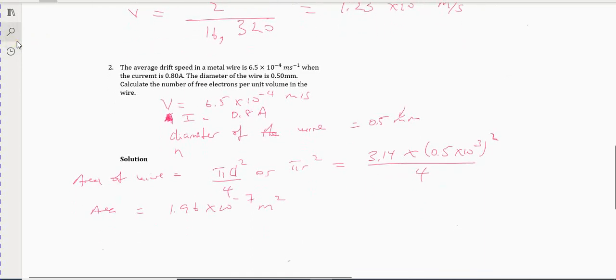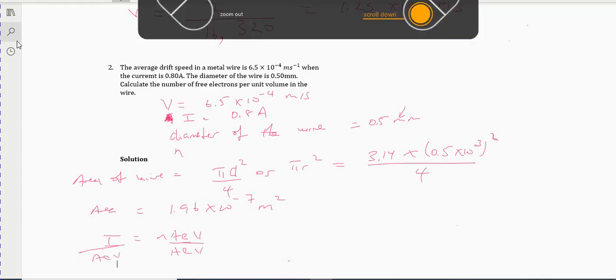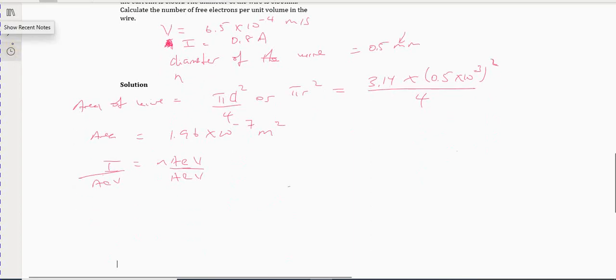Having said that, now let's go back to our equation. What are we trying to find? We're trying to find N, so we can say I is equal to N times A times E times V, and we can just take this A, E, V and divide it on both sides, seeing that it's multiplying on that side. So with us doing that, we are left with N. N is I divided by A, E, V, since the rest would cancel out.